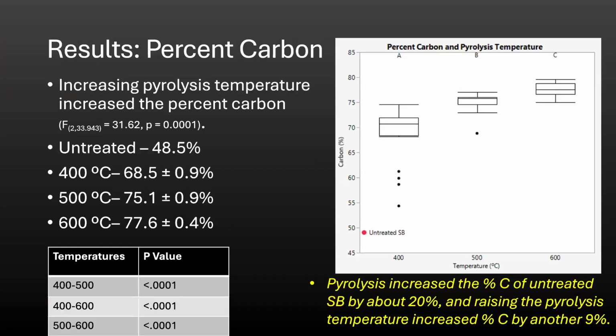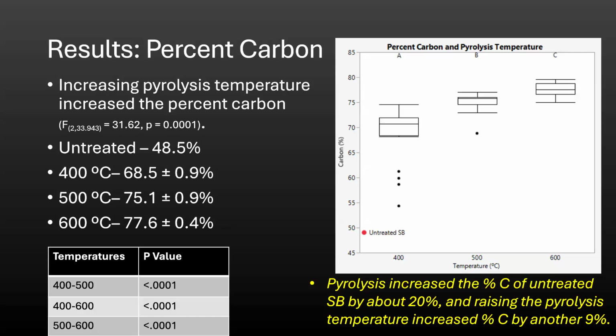So my results for carbon were that increasing the pyrolysis temperature increased the percentage of carbon in the biochar. This graph basically shows at the top you have ABC, which shows that there's a statistical difference between each of those temperatures. And then the black dots are outliers, and I'm suspecting that's largely because of them only reaching partial pyrolysis, and so they show up as outliers. And then the red dot is just where the untreated Scotch broom would be.